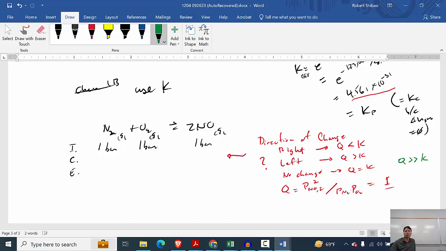Sometimes it's difficult because we're very close, and so it's hard to tell. Is it going to go left or is it going to go right? If we screw it up, then we get a negative number for the change rather than a positive number. But anyway, the change is going to go left, so we're going to get plus x bar, minus 2x bar because of the stoichiometry. For every two NOs, we get one each of these. And so we're going to get 1 plus x bar here at equilibrium, 1 plus x bar here, and 1 minus 2x bar here. Now what we want to do is solve for x.